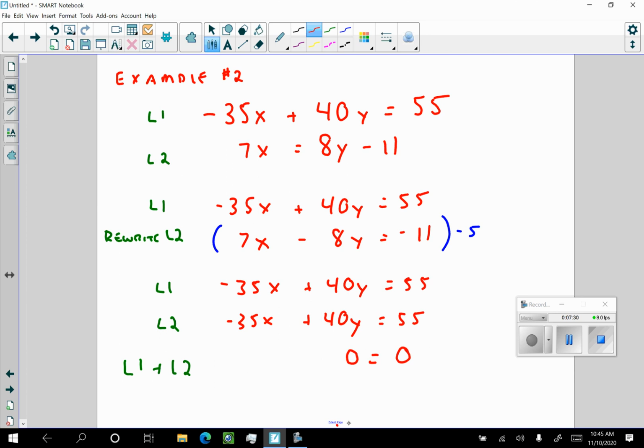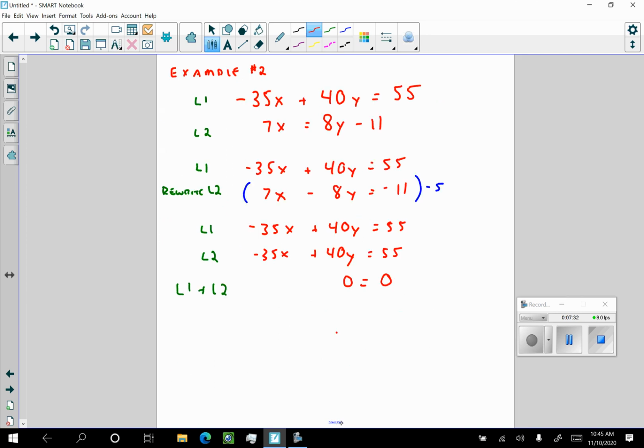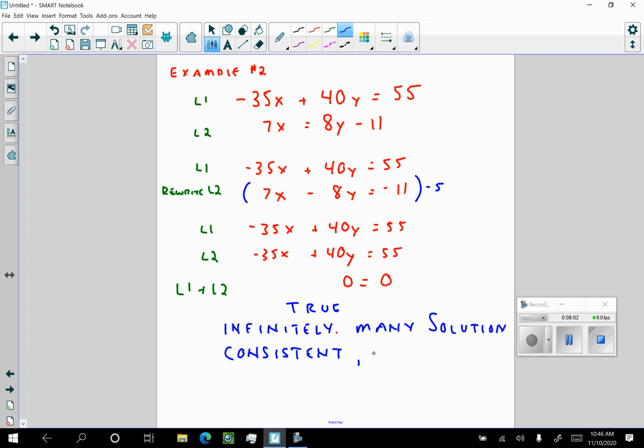And what does that mean? That means that this is a true statement. What does that mean is that there's infinitely many solutions. Infinitely many solutions. And the system then is consistent. There is a solution. Consistent and dependent.